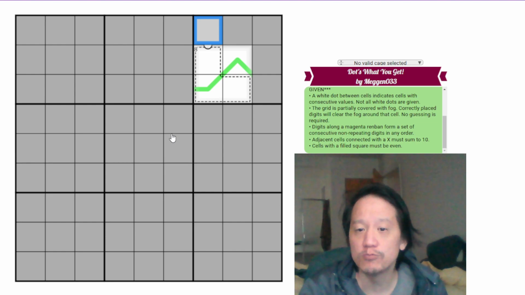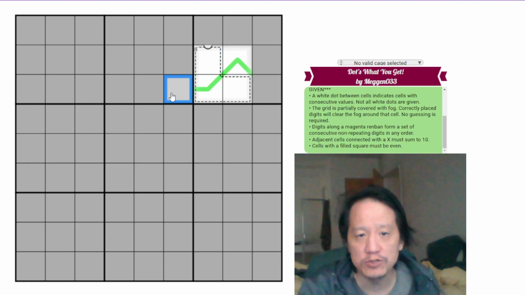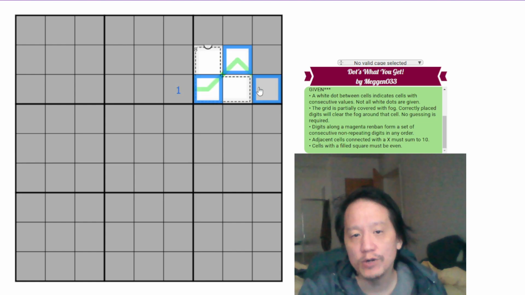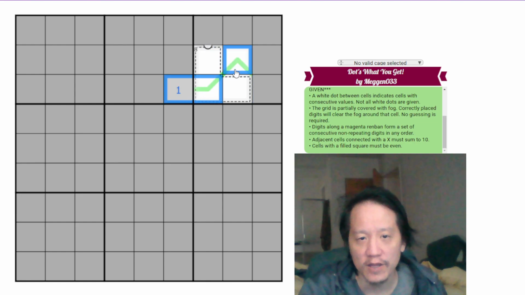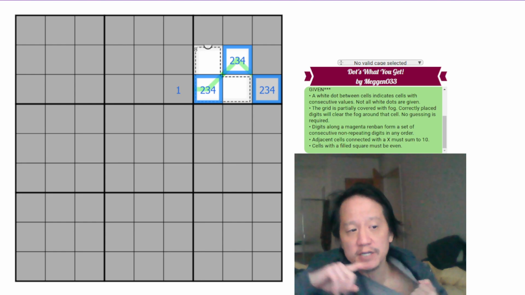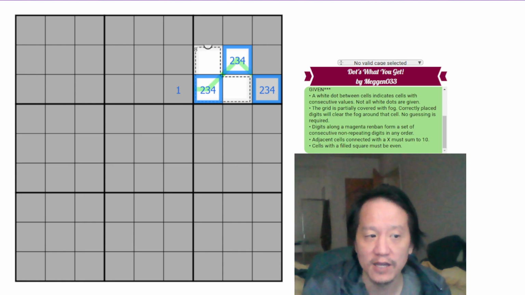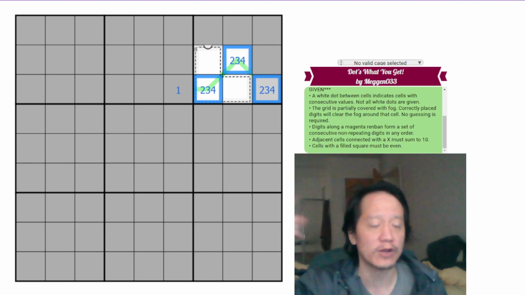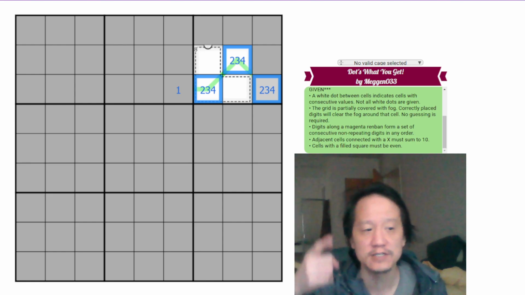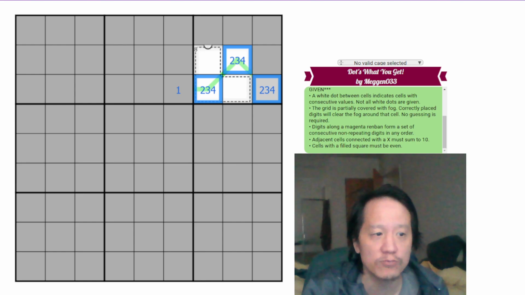Digits along a magenta Ren band form a set of consecutive non-repeating digits in any order. So assume this was actually the magenta Ren band, and say there was a 1 on it, and say this was only 4 length. Then you would know that the rest of the cells on it have to be 2, 3, and 4, because it cannot repeat, first of all. And then second of all, it has to be consecutive from one number all the way to the last number. So 1 can only be consecutive with 2, which can only be consecutive with 1 or 3. You already have the 1, so it has to be 3, and then 3 has to be consecutive with 2 or 4, and you already have 2, so it has to be 4. So that's how Ren bands work.